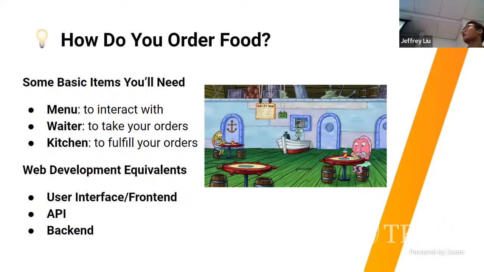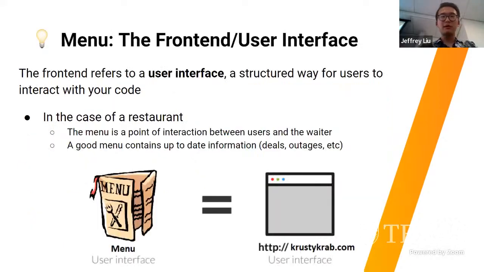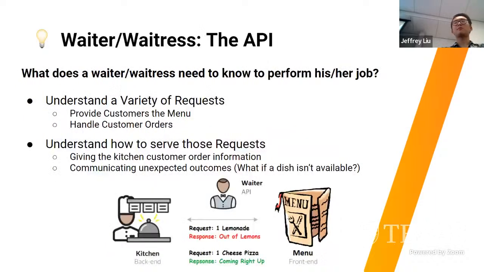I showed it specifically right here. So the menu is a user interface, and that's basically what the front end does. It makes everything look pretty and displays information for your users, and your users can make requests to your backend. And in this analogy, that's done by the API or the waiter.